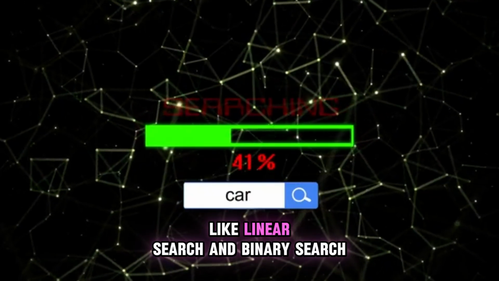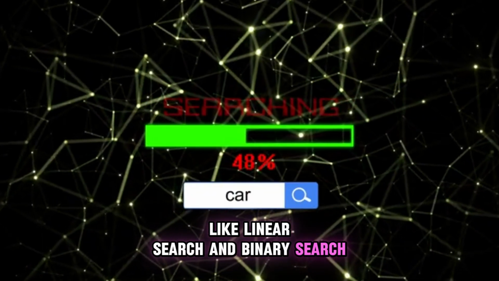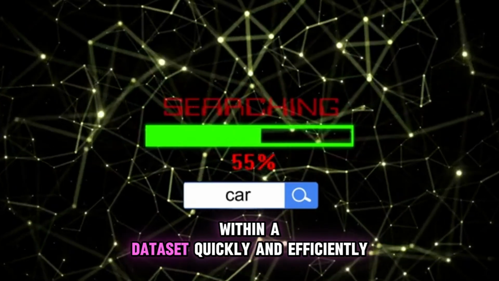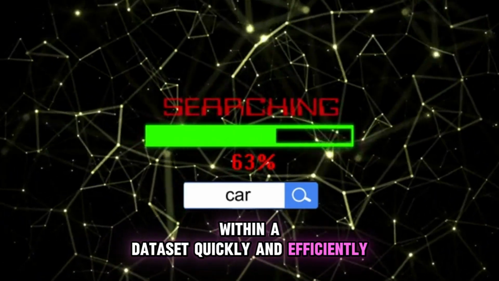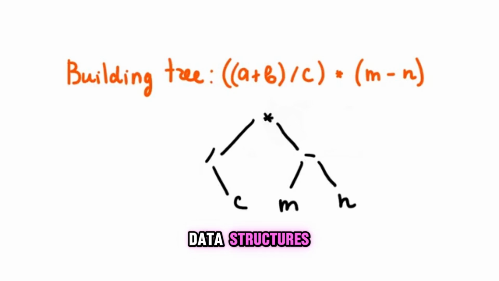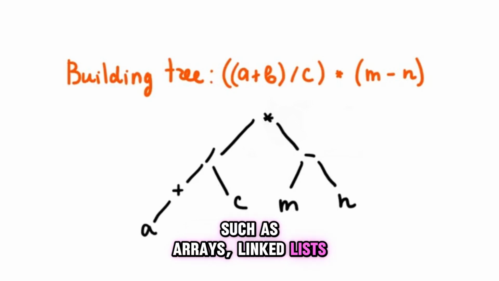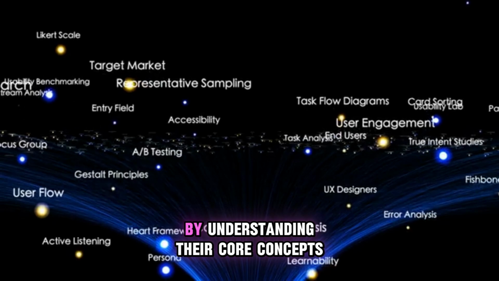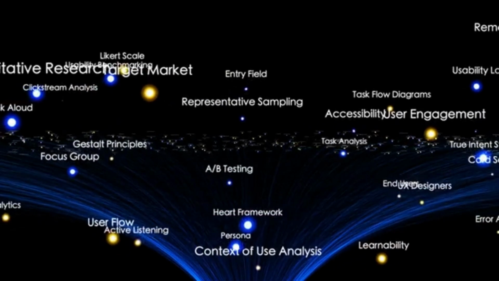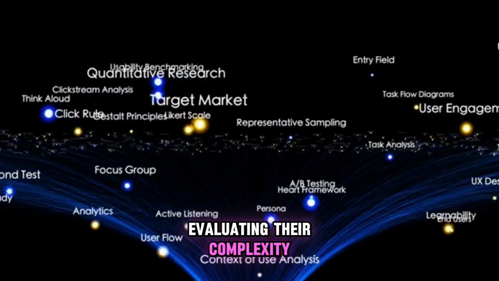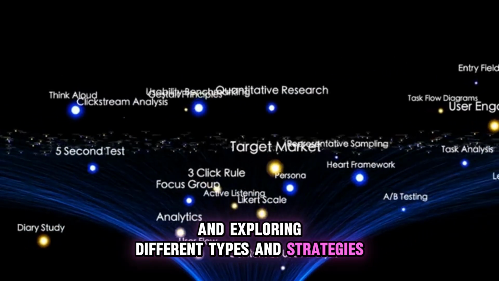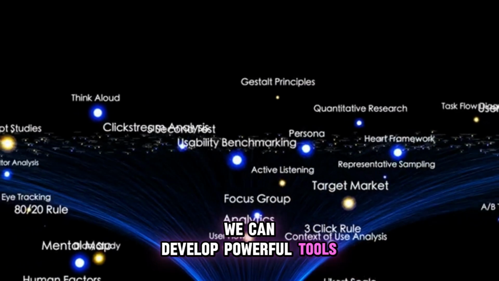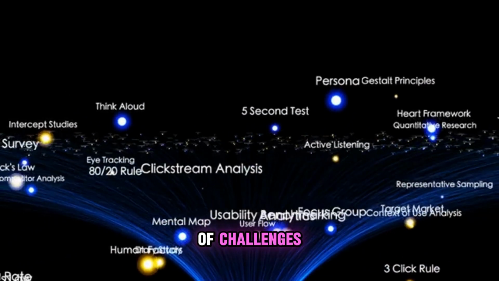Searching algorithms like linear search and binary search help us find specific items within a dataset quickly and efficiently. Different problems may require different data structures, such as arrays, linked lists, trees, or graphs. By understanding their core concepts, evaluating their complexity, and exploring different types and strategies, we can develop powerful tools to tackle a wide range of challenges.